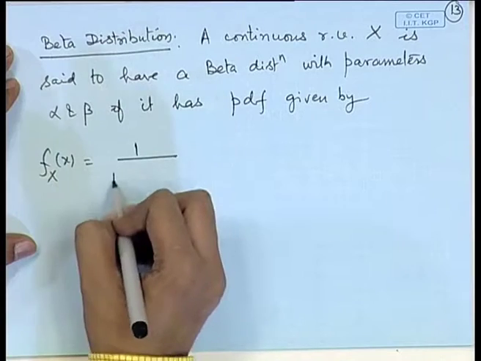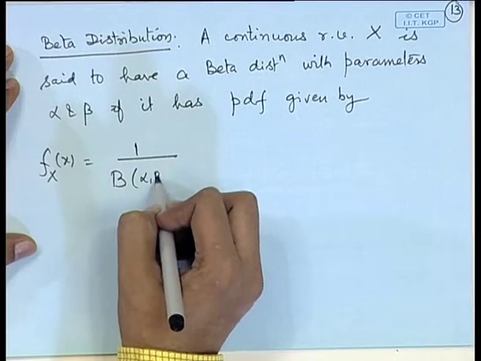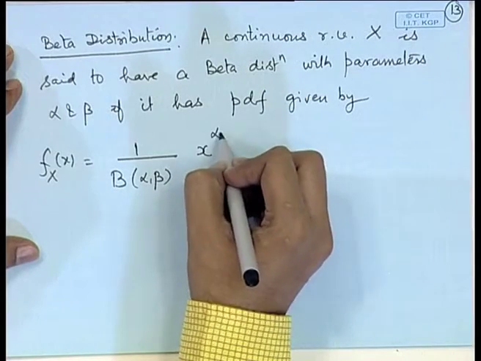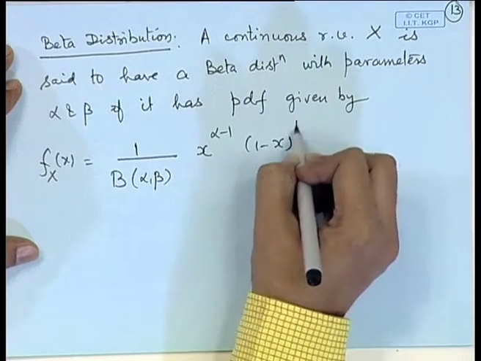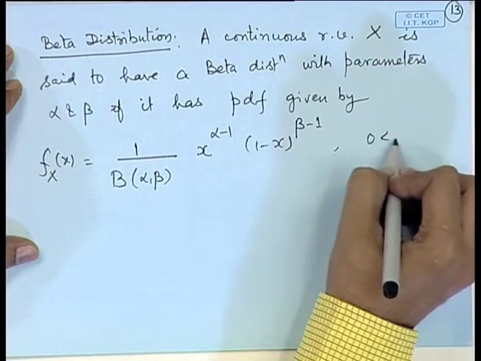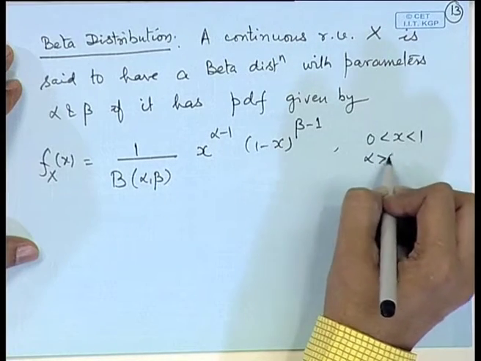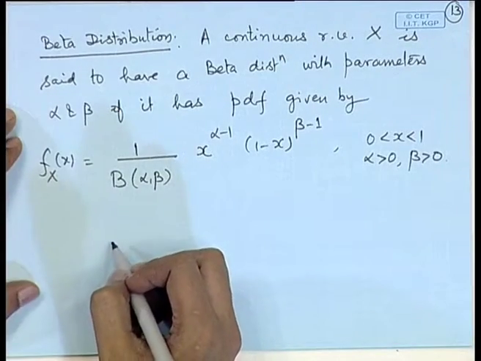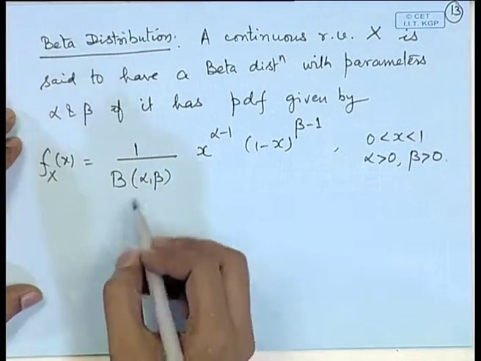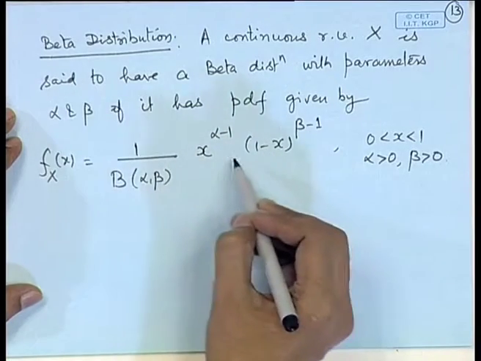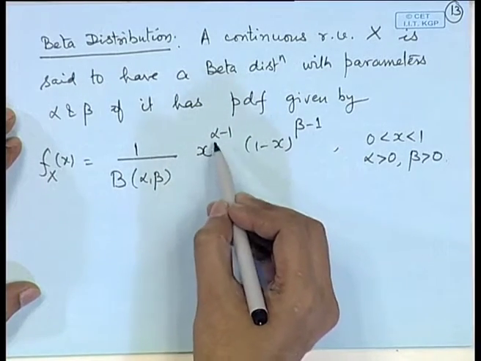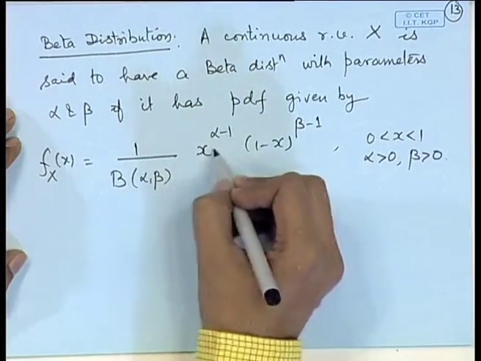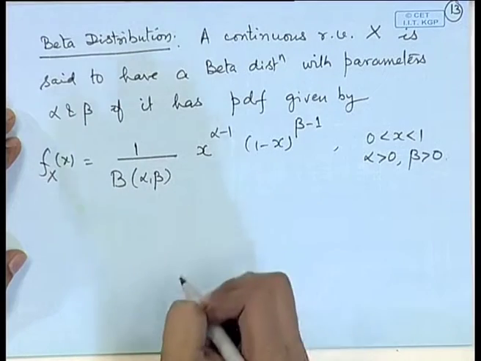1 by B(alpha, beta), where B denotes the standard beta function, x to the power alpha minus 1, 1 minus x to the power beta minus 1, for 0 less than x less than 1, alpha positive, beta positive, and 0 otherwise. Obviously, this is called the beta distribution because it consists of a beta function here. The integral of this will give you B(alpha, beta), therefore the ratio will become 1.